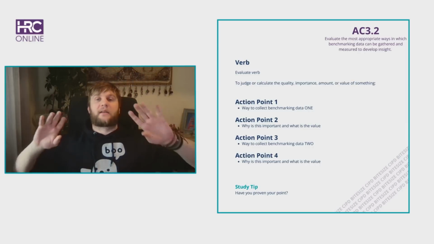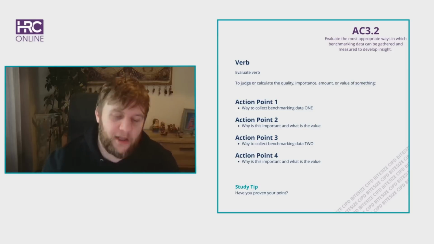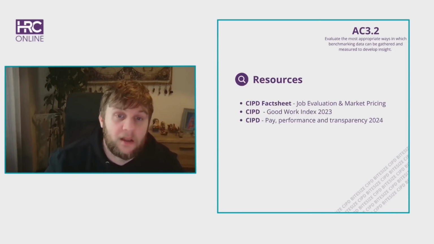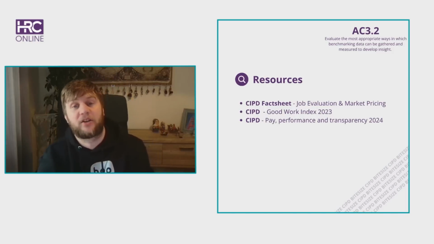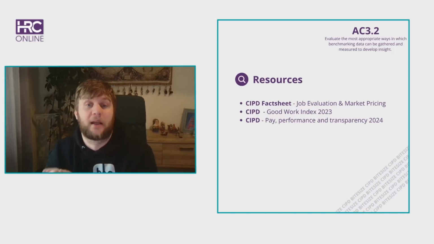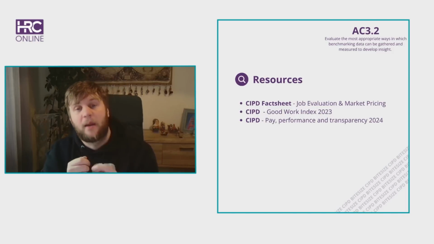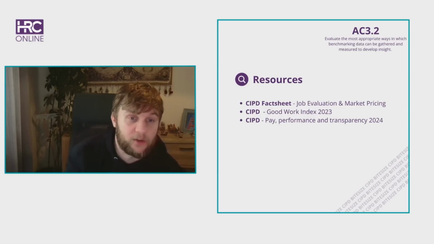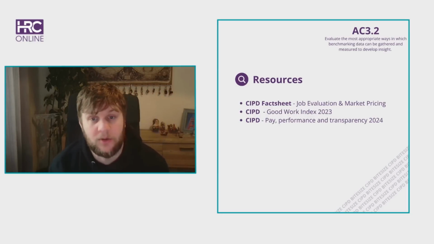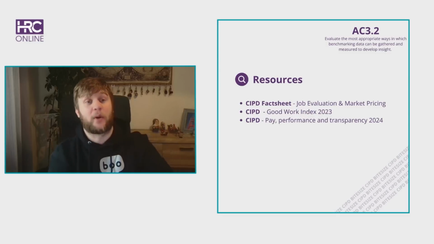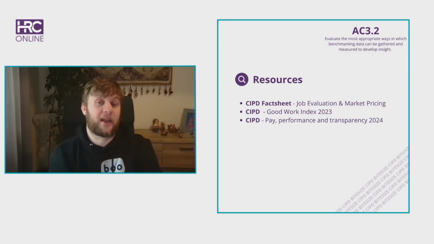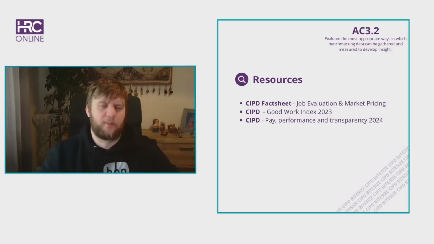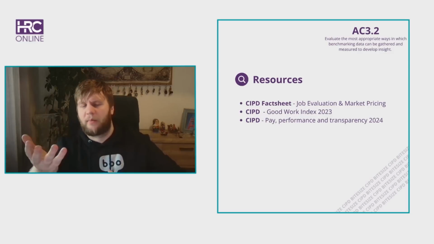Now, as always, instead of just me saying blah, blah, blah at you, I'm going to point you to some resources. And the resources we've got here is the CIPD fact sheet, which is the job evaluation and market pricing. That's a really good one. The CIPD Good Work Index. Now, if you're watching this in 2024, obviously the 2023 Good Work Index is a really good one to use. If you're watching this in 2025, you need to find the Good Work Index 2024. If you're currently with HRC Online, we will have updated this already, so you'll be noticing going, that says 2023, mine says 2024.